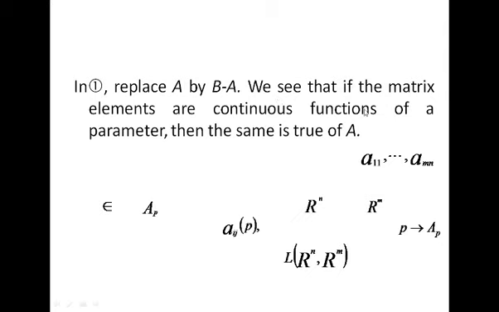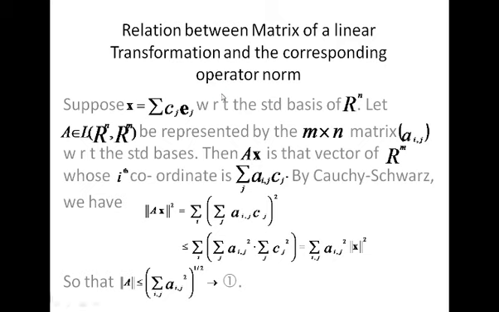We see that if the matrix elements are continuous functions of a parameter, then the same is true of A. So what is the meaning of this statement? Let us replace A by B minus A in 1. So what will I get? Norm of A minus B is less than or equal to sigma over i, j of (aij minus bij) whole square, whole to the power 1 by 2. This is what I get.